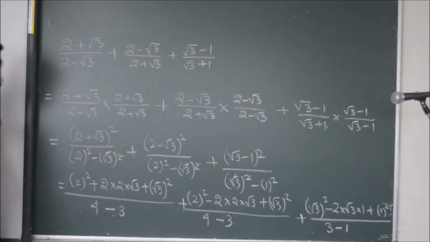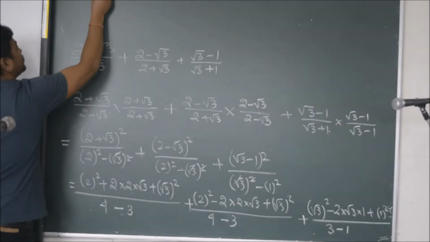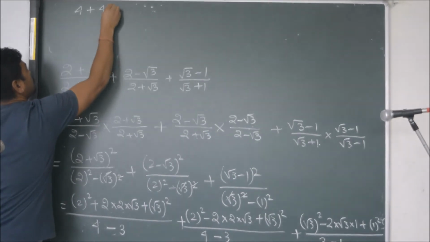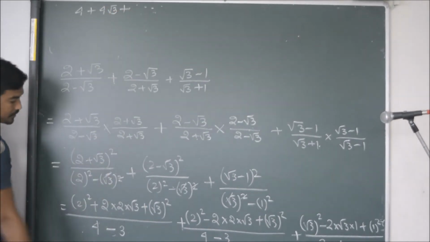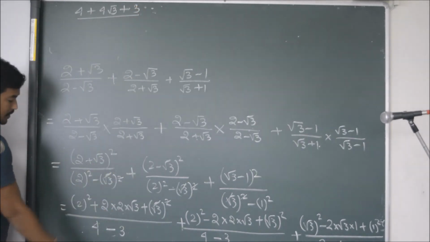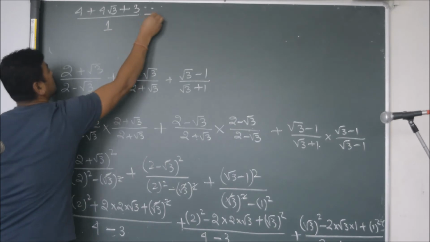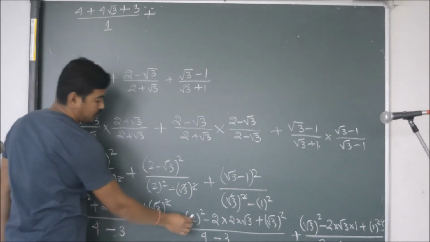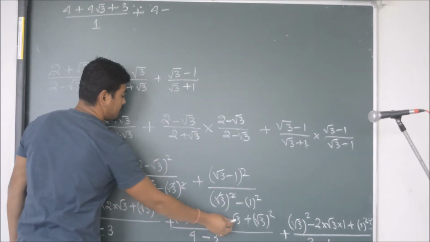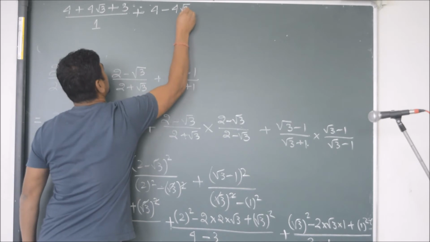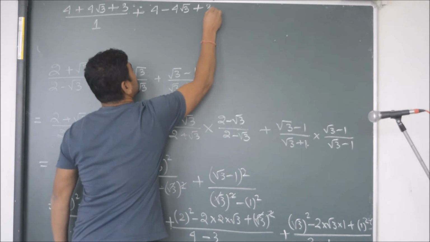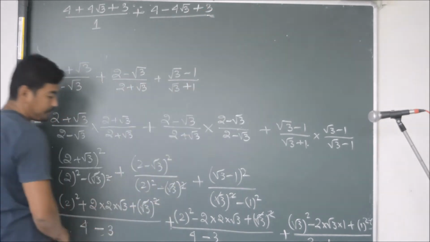Okay, so 2 square is 4, plus 2 into 2 will give you 4 root 3, plus square and root will cancel to give you 3, divided by 4 minus 3 is 1. Plus 2 square 4 minus 2 times 2 times root 3 will give you 4 root 3, plus, and this is 3 divided by 1.